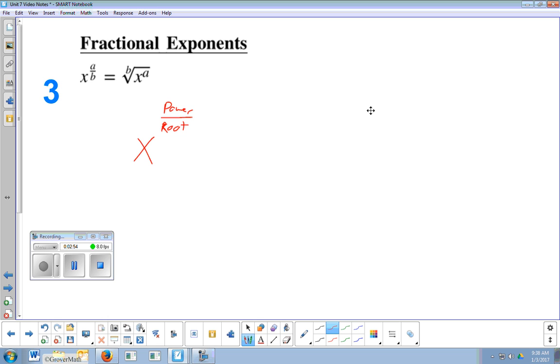Power over root. So let me do something with just simple numbers to show you what I mean. If I take 4 to the 1/2, the most basic I could think of here, what's happening is that the bottom of the fraction is the root, power over root. So the 2 means 2 root, which is square root. So it's really the square root of 4 to the first, and the square root of 4, of course, is 2. You can confirm this in your calculator. Just type in 4 to the 1/2, and you will get 2.